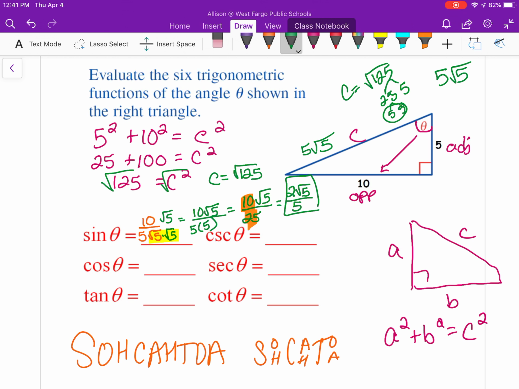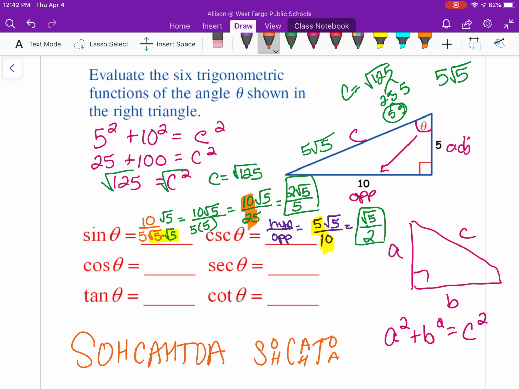Now, before you just take the final answer and find the reciprocal for cosecant, go back to the original and remember that if sine is opposite over hypotenuse, then cosecant will be hypotenuse over opposite. If you go back to the original, it'll be simpler, you won't have to rationalize again. So 5 square roots of 5 over 10, and then 5 over 10 here reduces to 1/2. So it's going to be the square root of 5 over 2 for the cosecant.